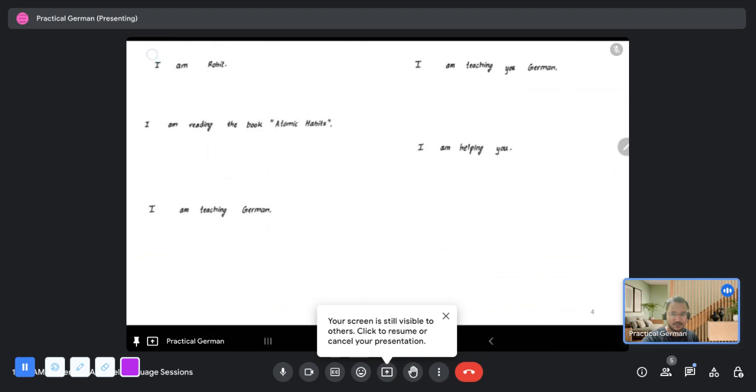So this sentence has 3 parts, right? It has this I, am, and Rohit. So I is a pronoun, Rohit is a subject, is a noun, am is a verb, right?